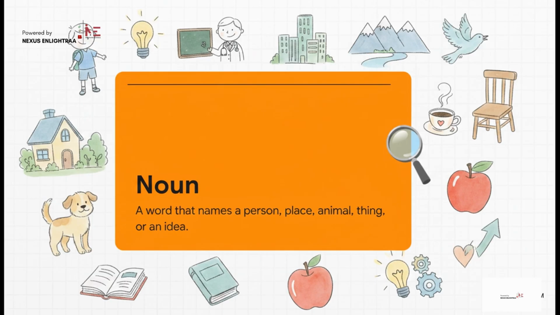So here's our golden rule. A noun is a word that names a person, a place, an animal, a thing, or an idea. Just say that with me in your head: a person, a place, an animal, a thing, or an idea. Basically, if something exists in our world, it has a name, and that name is a noun. It's like a label we stick on everything so we can talk to our friends and family about it.